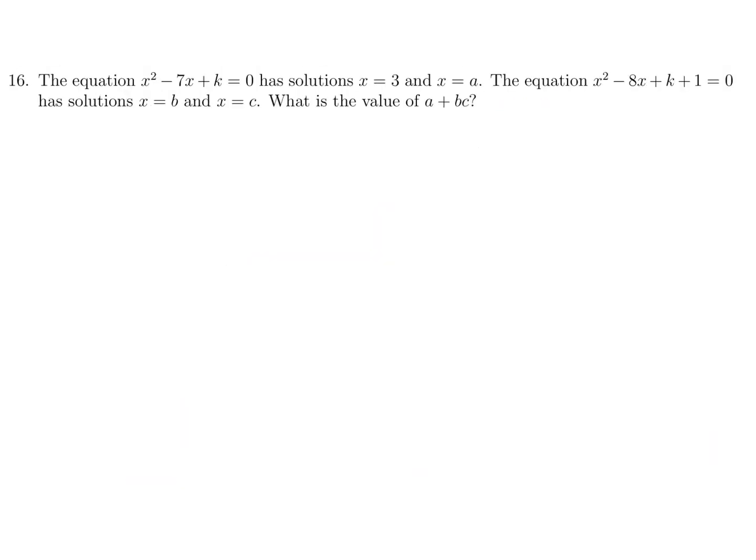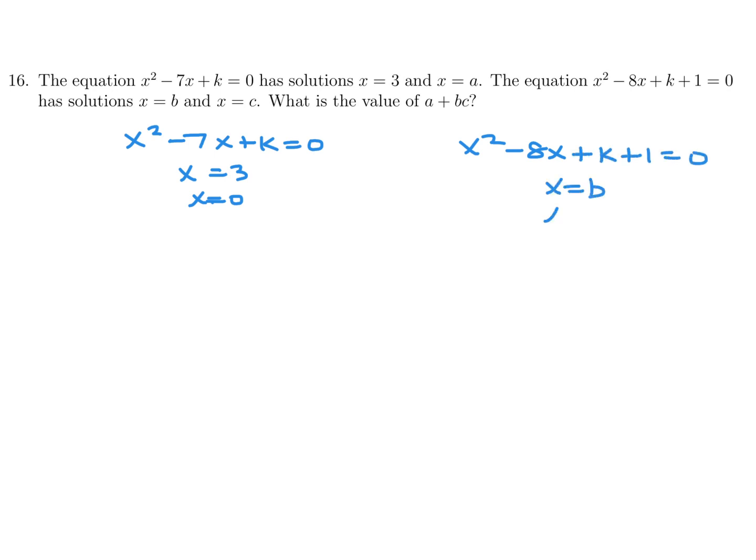The equation x squared minus 7x plus k is 0 has solutions x equals 3 and x equals a. The equation x squared minus 8x plus k plus 1 is 0 has solutions x equals b and x equals c. What is the value of a plus bc? So x squared minus 7x plus k is 0. They're telling me that has solutions x equals 3 and x equals a. And then the other one, x squared minus 8x plus k plus 1, has solutions x equals b and x equals c. Okay, that doesn't help me.